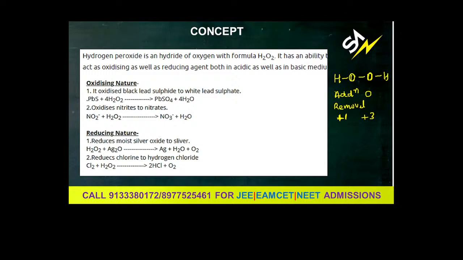Now see the first oxidation equation of H2O2. H2O2 is oxidizing lead sulfide. What is the formula of lead sulfide? PbS. Lead sulfide is black in color. When treated with H2O2, after some time the black color of the lead sulfide becomes white. That is due to oxidation. So which one underwent oxidation? PbS, lead sulfide, with the help of H2O2.